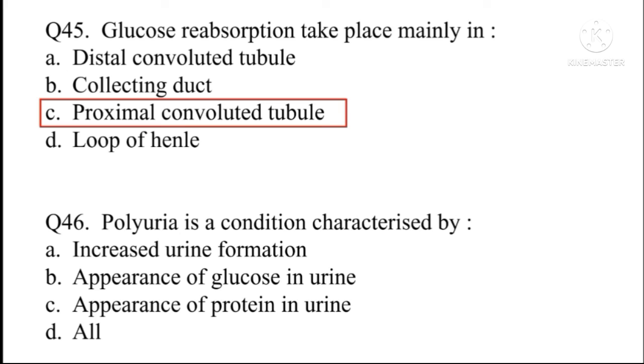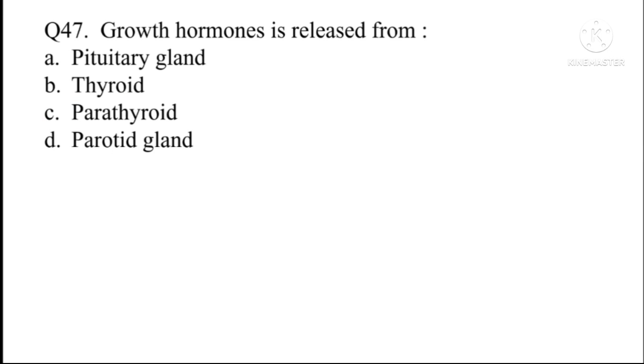Next question, polyuria is a condition characterized by. Options are option A, increased urine formation, option B, appearance of glucose in urine, option C, appearance of protein in urine, option D, all. Its correct answer is option A, increased urine formation. Polyuria means increased urine formation. Next question is, growth hormones is released from. The options are option A, pituitary gland, option B, thyroid gland, option C, parathyroid gland, option D, parotid gland. Its correct answer is option A, pituitary gland.